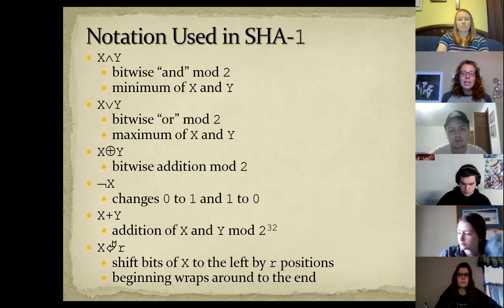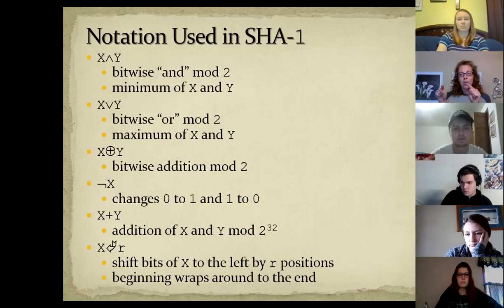What SHA-1 does is it takes a message and puts it into hexadecimal notation. So hexadecimal notation uses the numbers 0 through 9, and then it also uses the letters A through F, because hexadecimal is base 16.